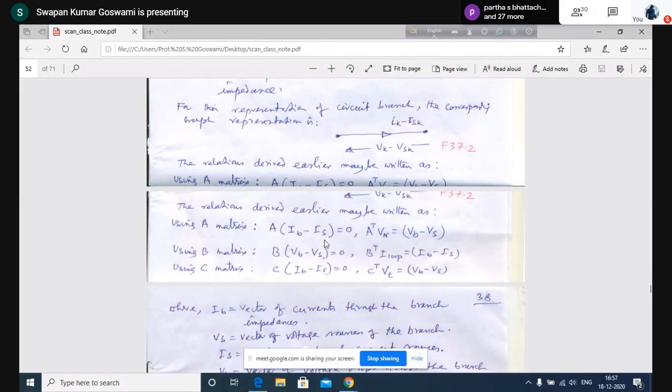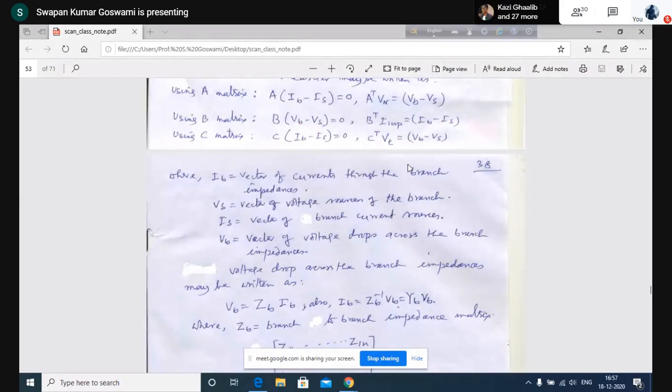So these are the modified equations written from the original equations, where we had written AI equal to 0, BV equal to 0, or CI equal to 0. From there, we have divided the element current into two components, one due to the current flowing through the impedance, another due to the source. Similarly, A transpose Vn equal to Ve, B transpose I loop equal to IE, C transpose Vt equal to Ve. These are written in the full form: A transpose Vn is Vb minus Vs, B transpose I loop is Ib minus Is, C transpose Vt is Vb minus Vs. So already we have developed the expressions. Now we are rewriting these expressions using the notation of the generalized branch, so that we may include any type of branches, whether voltage source, current source, impedance, anything.